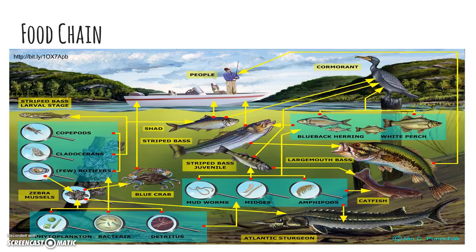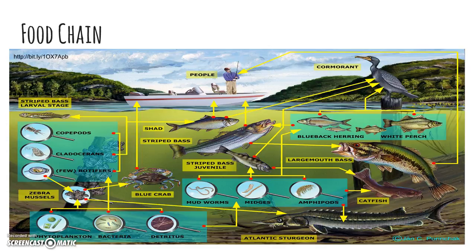The bottom of the freshwater wetlands food chain starts with the producers, including bacteria, detritus, and phytoplankton. Phytoplankton is like plankton from SpongeBob SquarePants. Anyways, the producers are then consumed by mussels, crabs, mudworms, midges, and amphipods, which are the primary consumers.